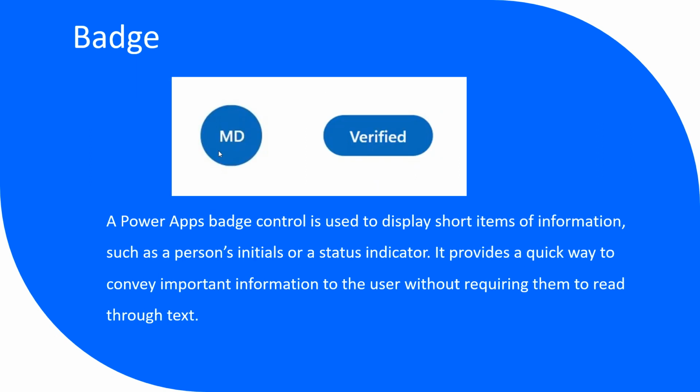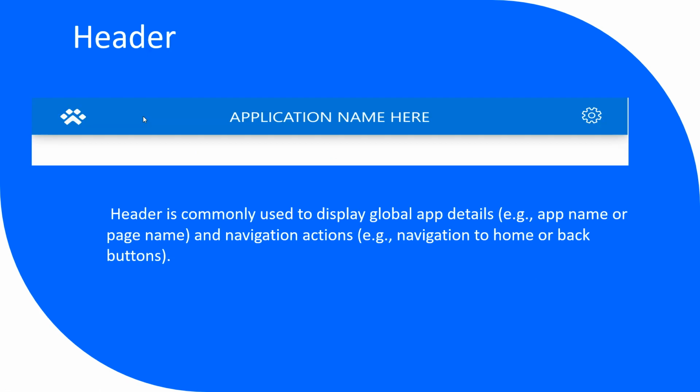Moving to the next control, this is the badge control. Basically, this control is used to display short items of information such as person initials or status indicator, and it provides a quick way to convey important information to the user without requiring them to read through the text. So this is how the badge control looks like.